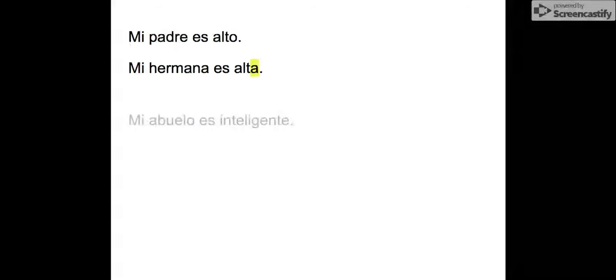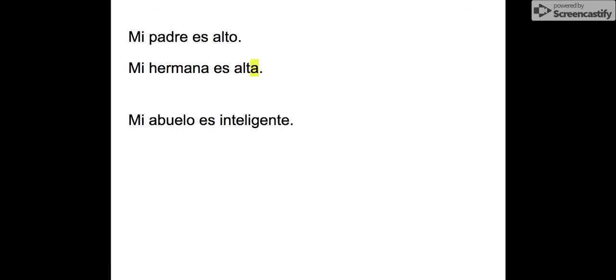So for example, I could say this sentence right here, mi padre es alto. Now, that makes total sense. Padre, I'm talking about my dad. He's a boy, so I'm going to say mi padre es alto. What if I want to talk about my sister and say that my sister is tall? Well, I have to make some changes. I can't say mi hermana es alto. I have to say mi hermana es alta. And if you look here, I've changed that O to an A.